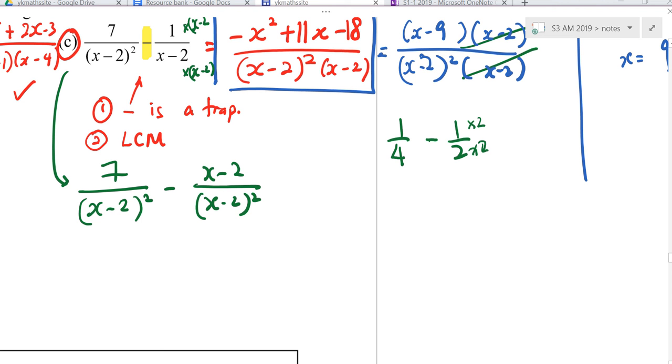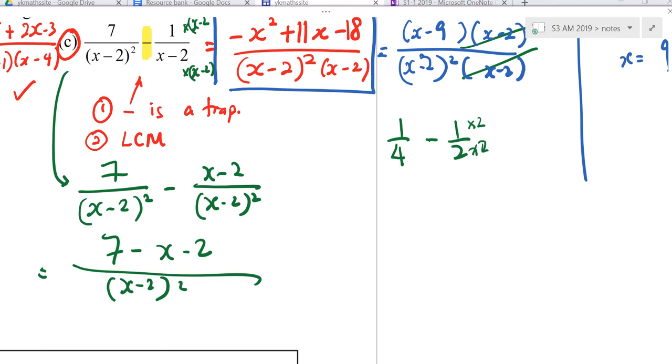Can you write this down? Equal. Can I write this down? This. Okay. Qinghui, where is the mistake? Seven minus x minus 2. What's the mistake? Minus 2 is a mistake. It should be plus 2.